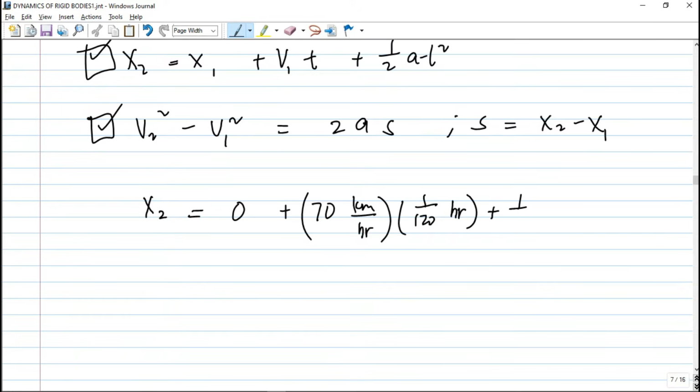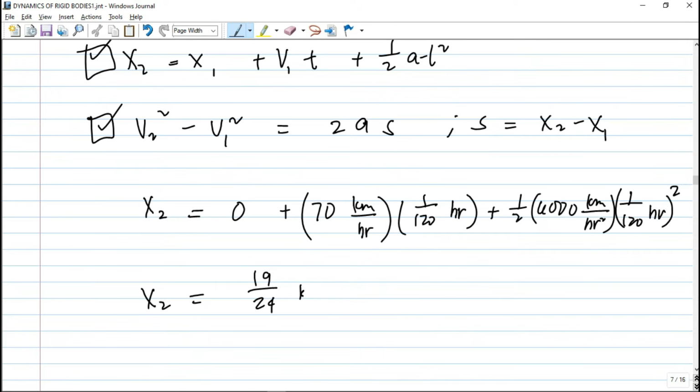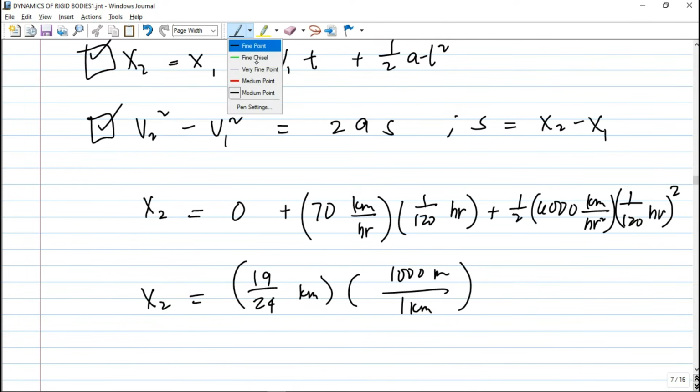So plus 1 half, a natin is 6,000 kilometers per hour squared. Then we have here for time, that is 1 over 120 hour, so that is squared. So x sub 2 is equal to, so let's just compute this. Ang unit niya guys is kilometers. So that is 19 over 24. So eksakto lang muna guys, 19 over 24 kilometers. Then i-convert natin ito guys into meters. Okay, so we have here 1,000 meters per 1 kilometer. Okay, so this cancels out here.